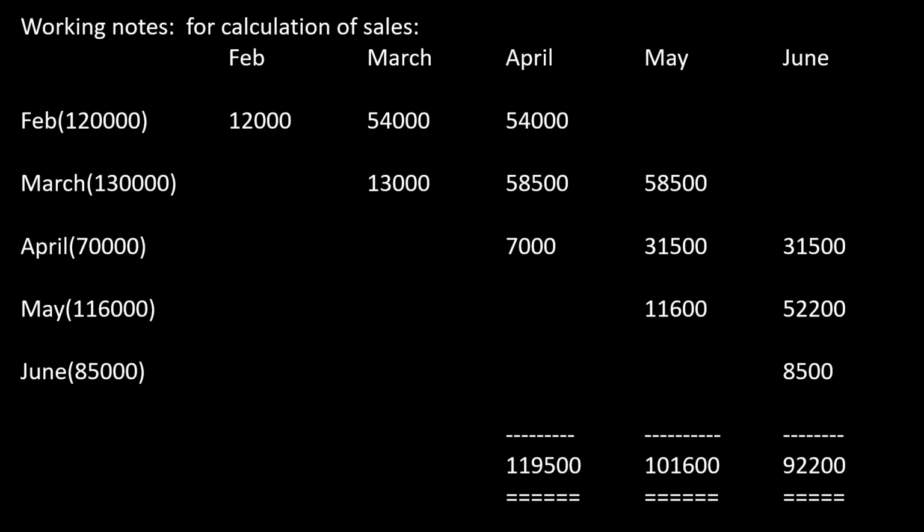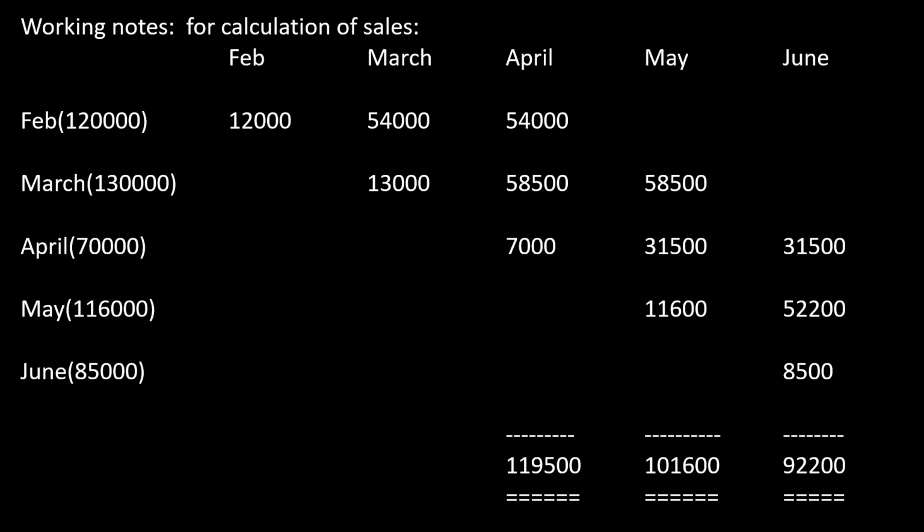Then the same way for April, 10% is collected in the same month, April itself. Out of 70,000, 7,000 is collected in the same month. The remainder is 63,000. Half of 63,000 is 31,500, so 31,500 in May and the other 31,500 in June.